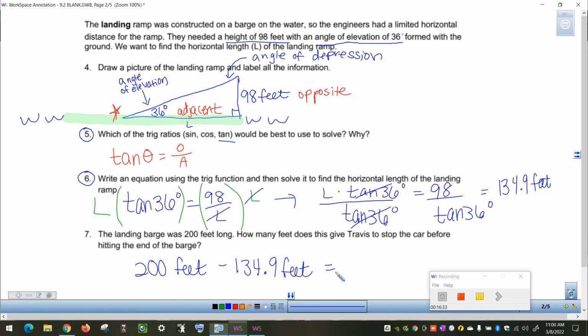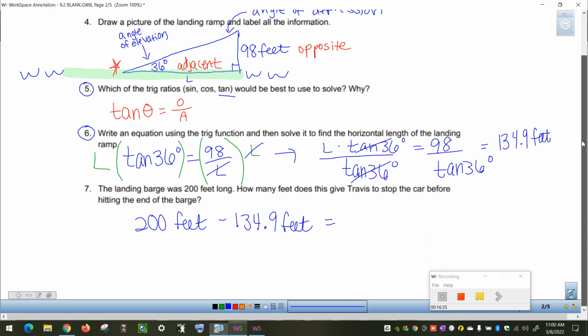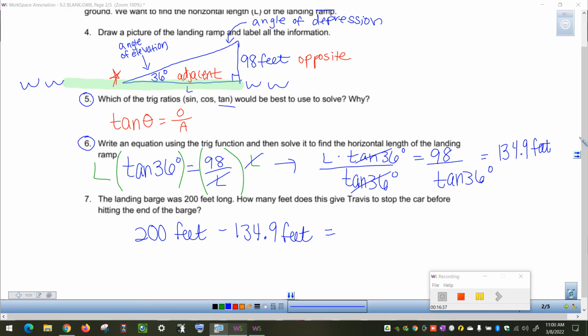All right, so if we subtract that horizontal length of the ramp from the total length of the barge, we see that we have a little bit of room here, not a whole lot, but it ends up being about 65.11 feet. So that would represent this piece here, 65.11 feet.